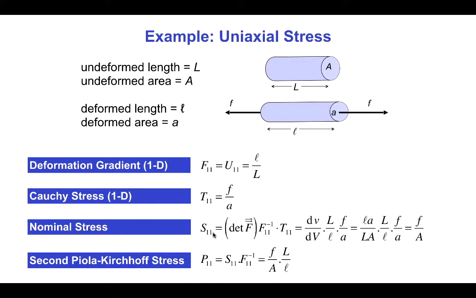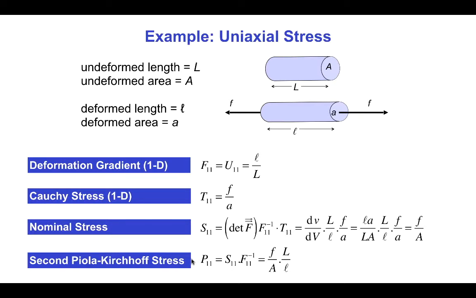Now the nominal stress, S, is the determinant of F times F inverse times T. So in 1D, we get S11 is det F times F11 inverse times T11. Well, the determinant of F is the volume ratio of deformed to undeformed volume. F inverse is the inverse of little l over big L, so it's big L over little l. And T is f over a. Now, the deformed volume is little l times little a. The undeformed volume is big L times big A, times big L over little l times f over a. And you can see these terms cancel to give us f over big A. So the nominal stress is just the force measured per unit undeformed area.